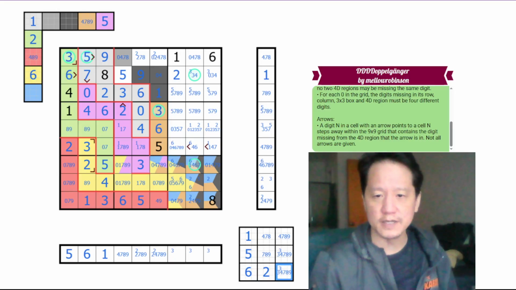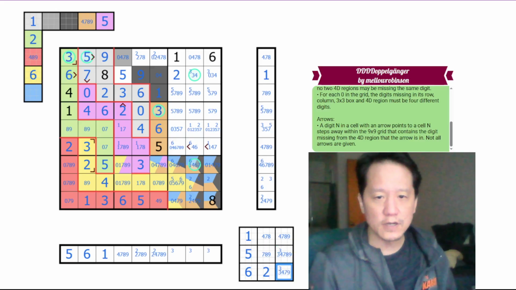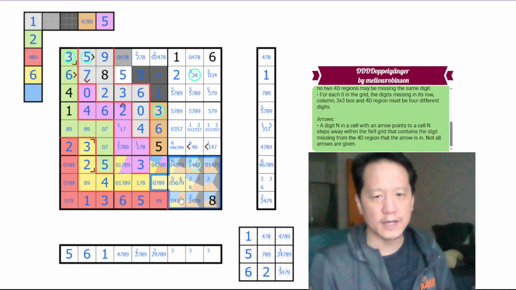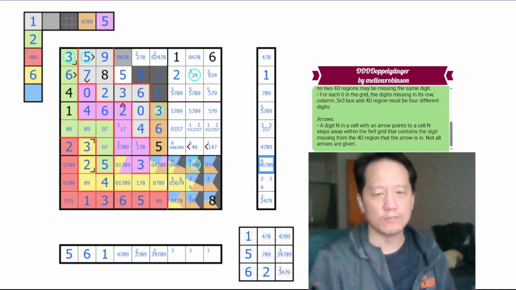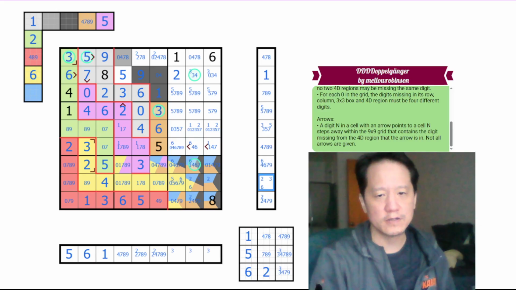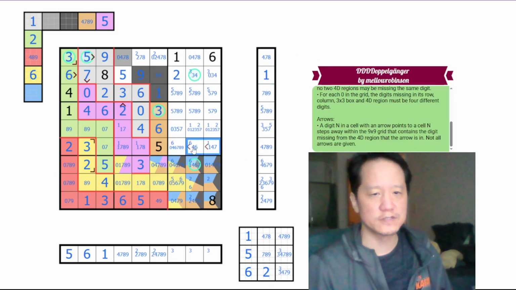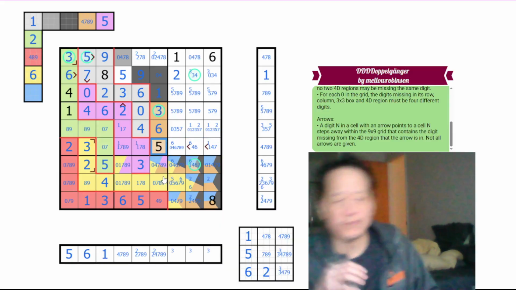Box 9 is not missing an 8. So that means 8 cannot be missing in rows 7, 8, 9. So we can be missing 2, 3, 4, 6, 7, 9 here. No 4. 8 has to be missing from rows 1, 3, 4, or 6, which is still pretty wide.